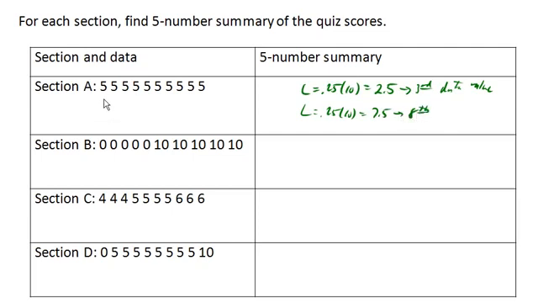So let's see here, 1, 2, 3, 4, 5, 6, 7, 8. And so those are all of our quartile 1 and quartile 3 values.